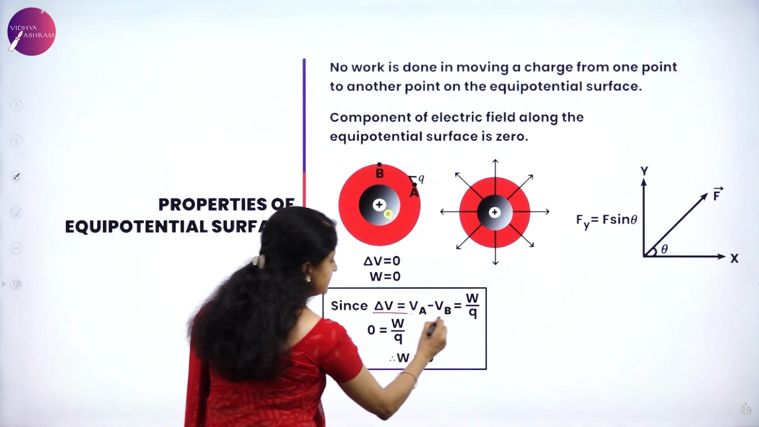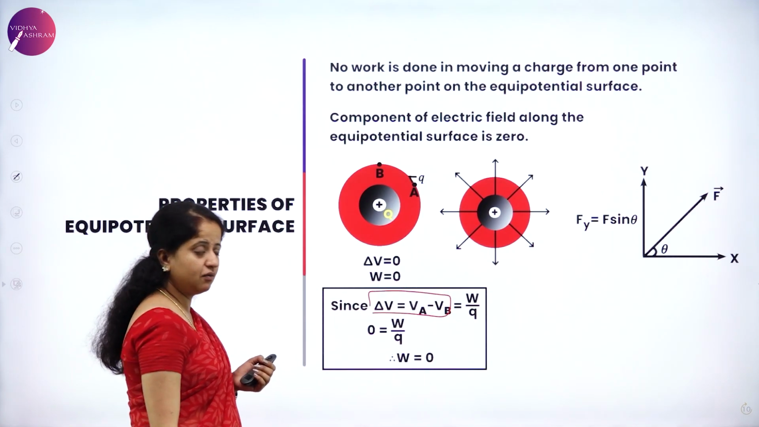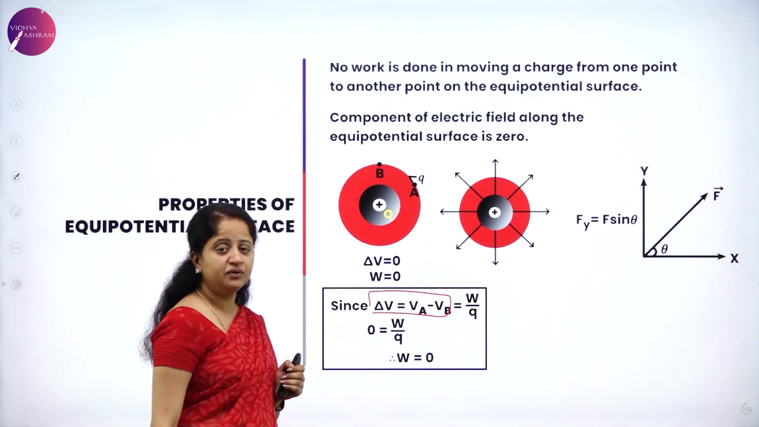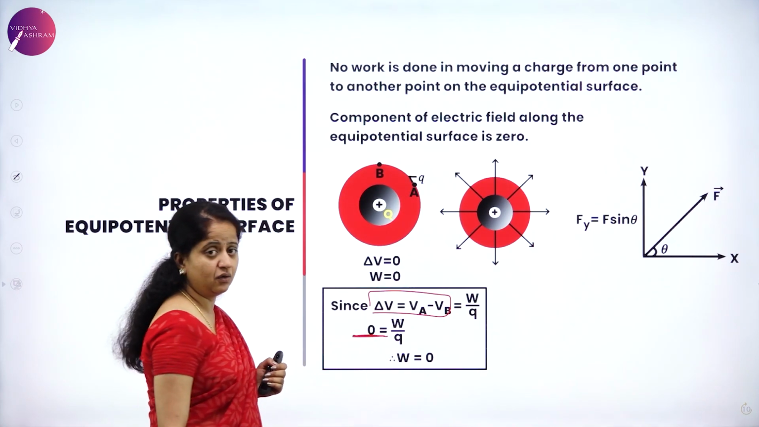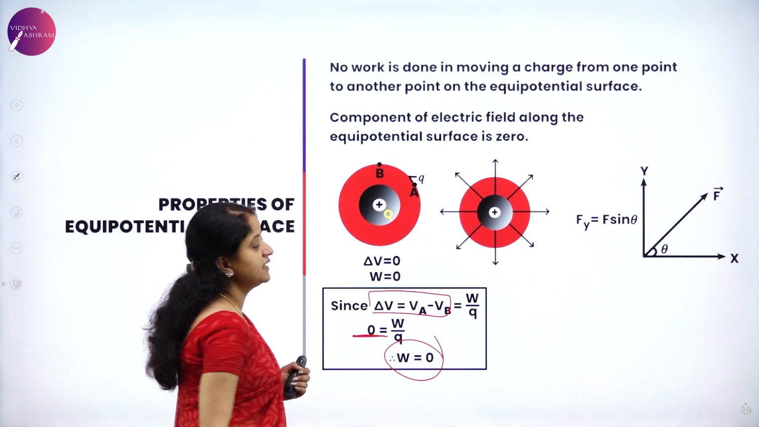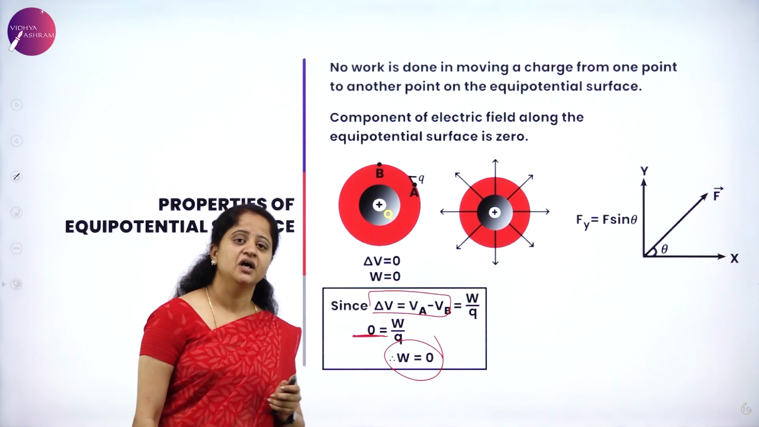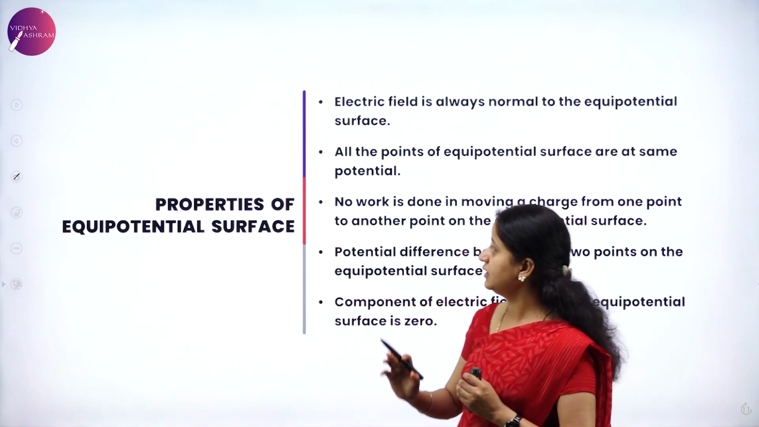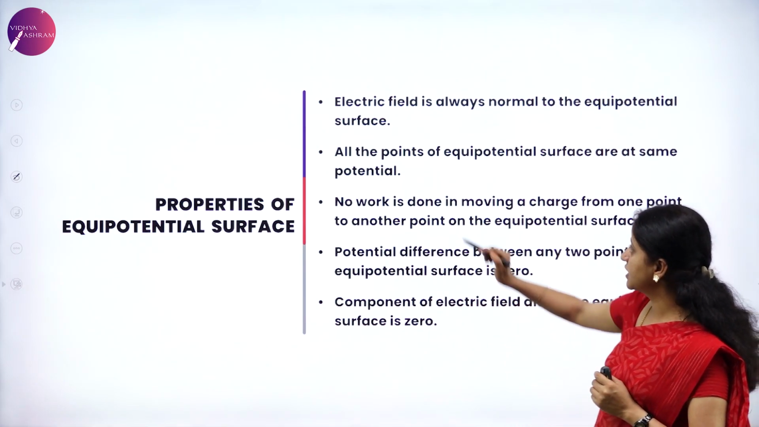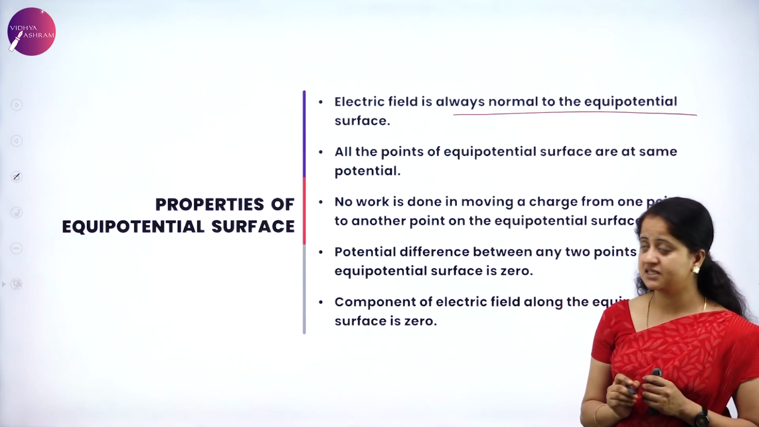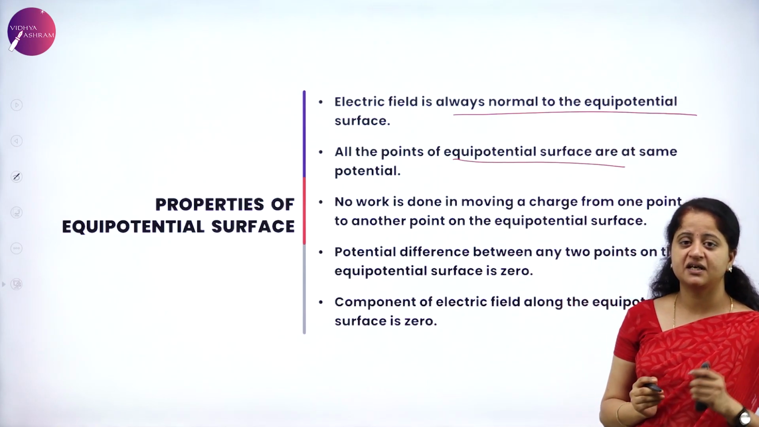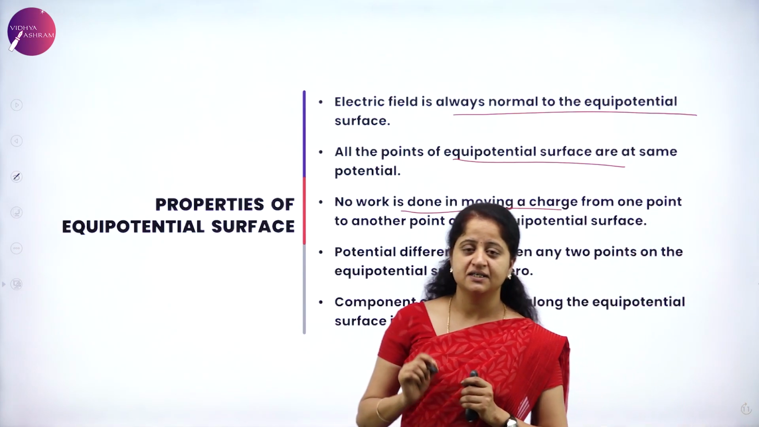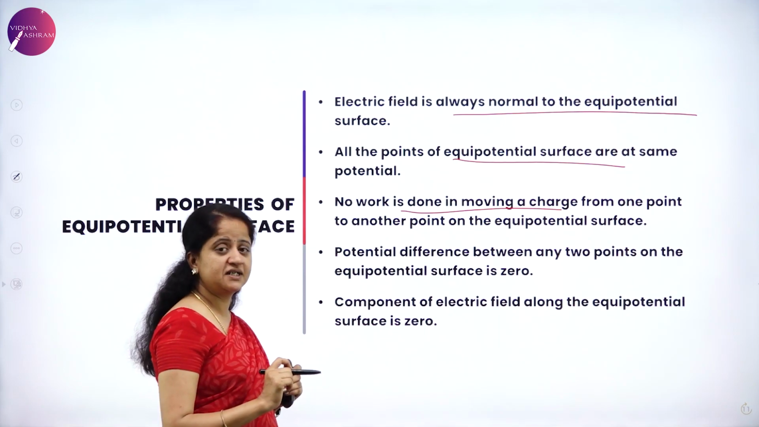Since the potential difference is 0, that is VA minus VB, which is the potential difference delta V, is equal to 0, then the work done to bring a unit positive charge will be equal to 0, and hence we say that no work is done in moving a charge from one point to another point on the equipotential surface. These are the very important points to remember, and this will be asked for 3 marks in the examination. The electric field is always normal to the equipotential surface. All the points of an equipotential surface are at the same potential. No work is done in moving a charge from one point to another, since the potential difference between any 2 points is 0.